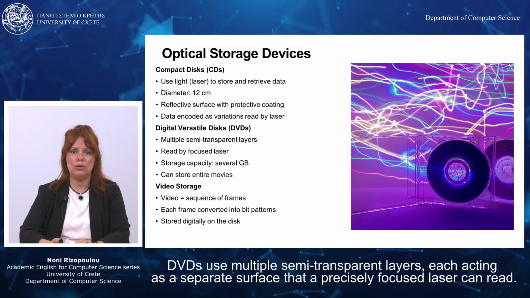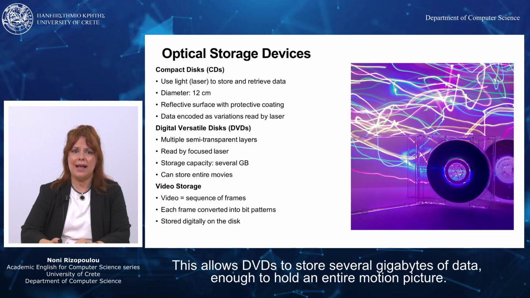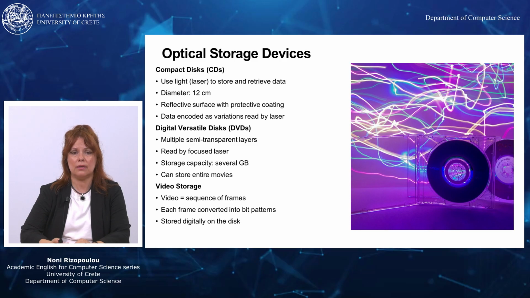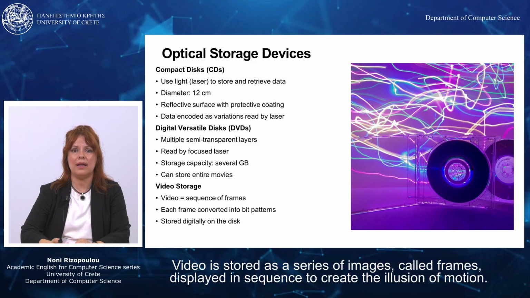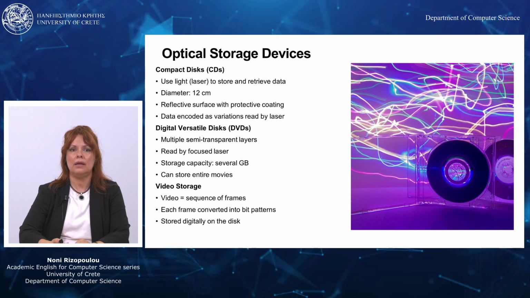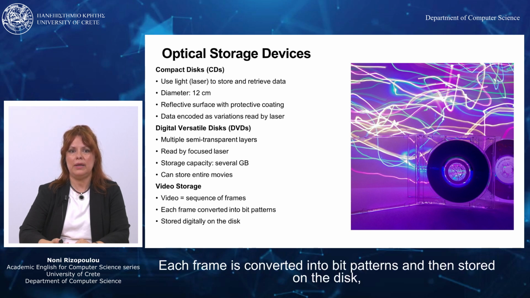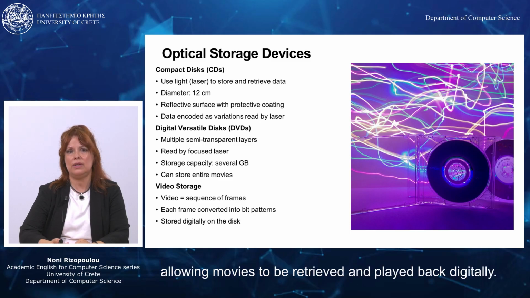DVDs use multiple semi-transparent layers, each acting as a separate surface that a precisely focused laser can read. This allows DVDs to store several gigabytes of data, enough to hold an entire motion picture. Video is stored as a series of images called frames, displayed in sequence to create the illusion of motion. Each frame is converted into bit patterns and then stored on the disc, allowing movies to be retrieved and played back digitally.